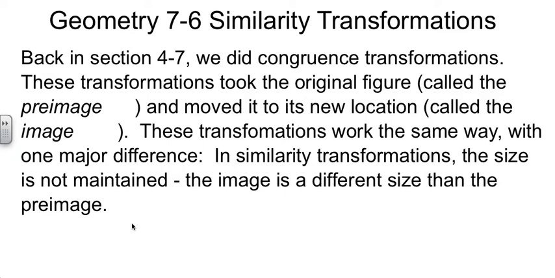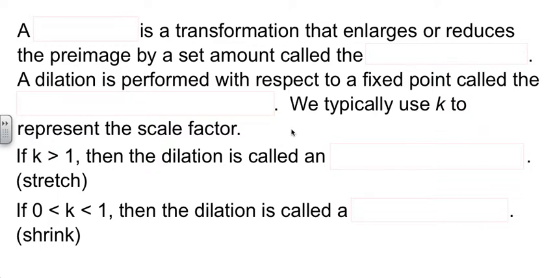These transformations that we're going to work with here have the same idea, but instead of maintaining the size, here you get different sizes. Think of a copier doing an enlargement or doing a reduction. That's what we're talking about. And the technical mathematics term for this is called a dilation. It's any kind of transformation that either enlarges, makes something bigger, or reduces, makes it smaller, by a set amount, and that set amount is called the scale factor.